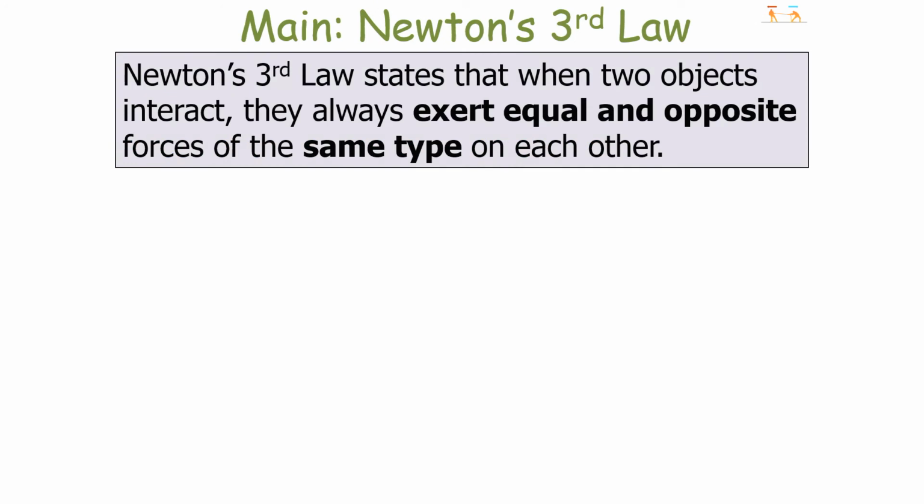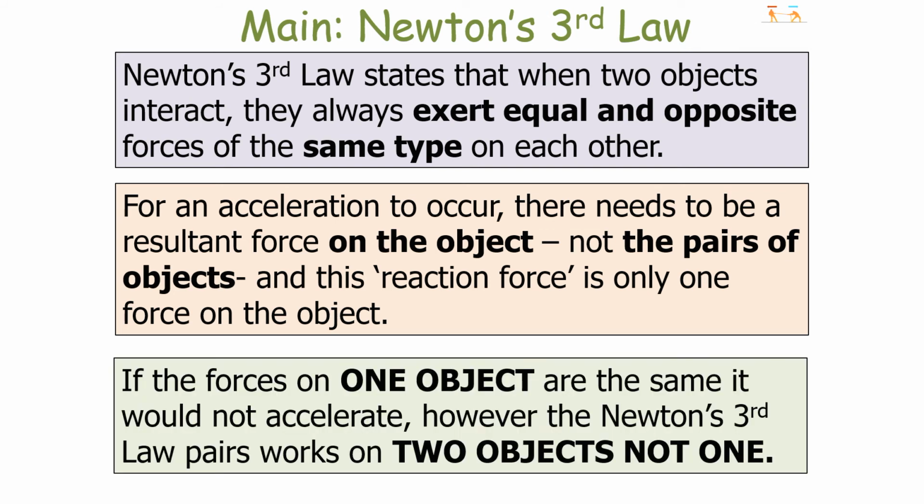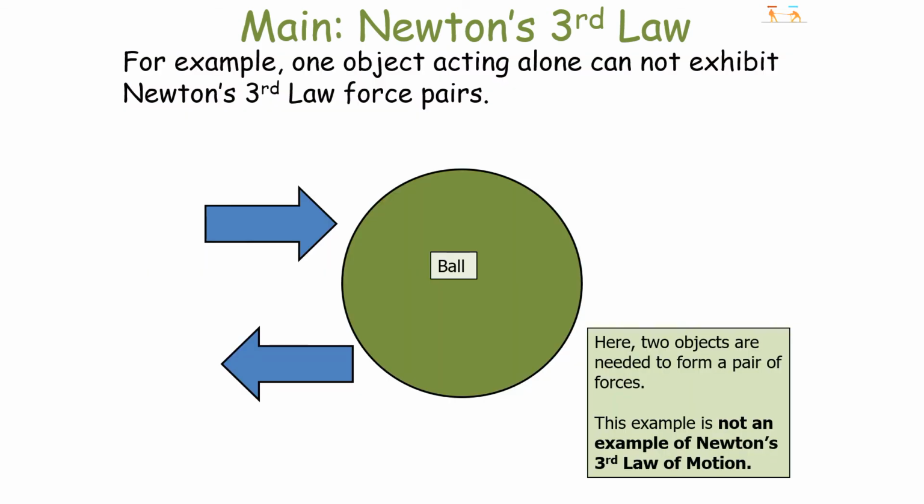Now, Newton's third law states that when 2 objects interact, they always exert equal and opposite forces of the same type on each other. So for an acceleration to occur, there needs to be a resultant force on the object, not pairs of objects. And this reaction force is only one force on the object. But if the forces on one object are the same, it would not accelerate. However, Newton's third law pair works on 2 objects, not one. So in this example of just having a ball, you can't get Newton's third law because 2 objects are needed to form a pair of forces.